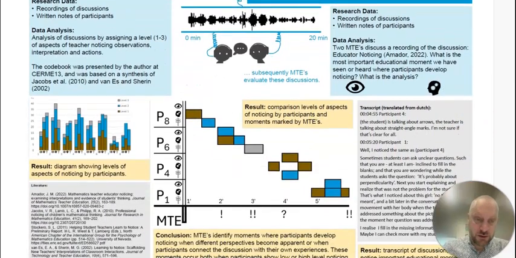On the left side, you can see a diagram showing the various levels of the participants, what they contributed during the course.